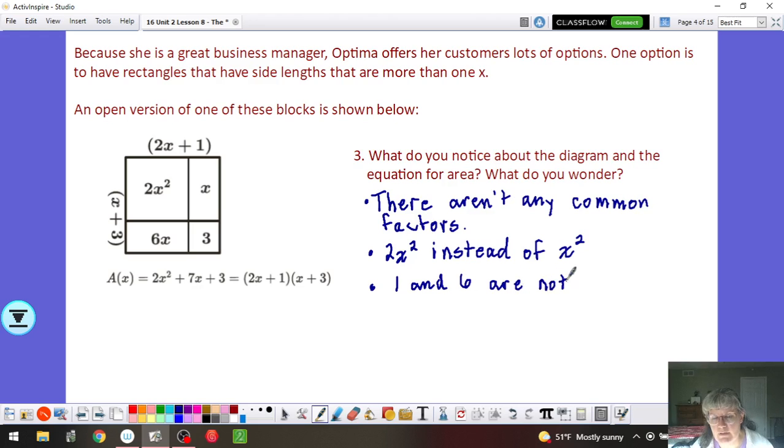But we haven't, in class anyway, talked about if 1 and 6 are factors, I shouldn't say multiples, are not factors of 3. But we haven't just talked about if they're factors of something else, which we will cover in part 2.